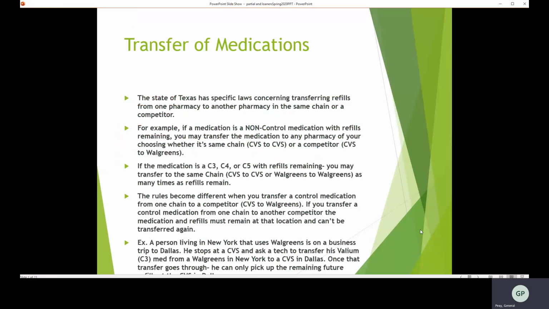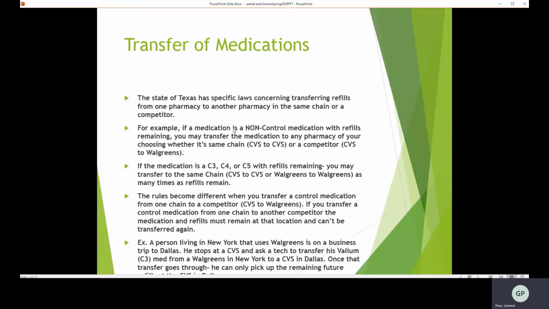The only time this actually gets a little tricky is when you transfer control medications. The first thing I want to talk about is transferring non-control medications, which is anything that's not a control medication. Remember, you have control medications, usually C2, C3, C4s, and C5s. The next class of medication is your non-control medication, which is basically anything else that's not a controlled substance. And also you have the over-the-counter.